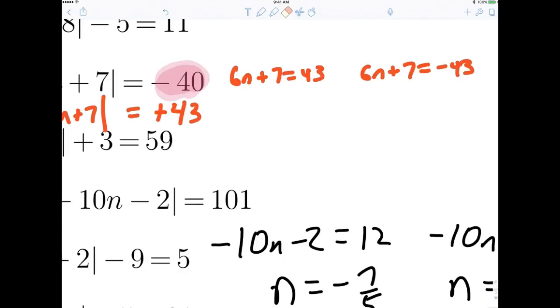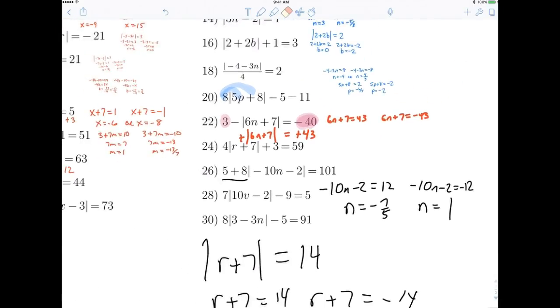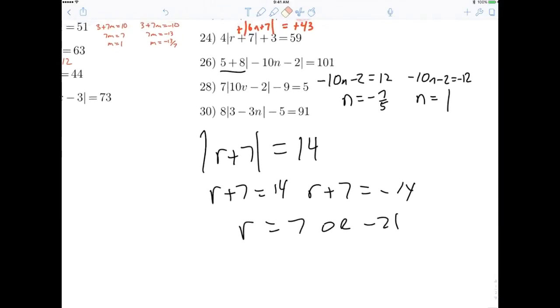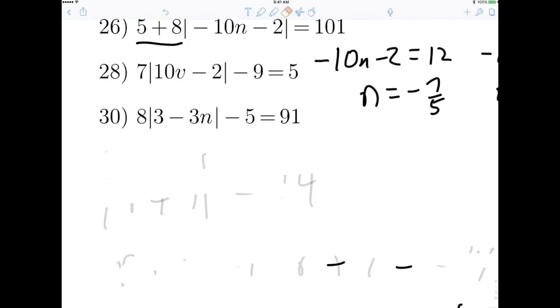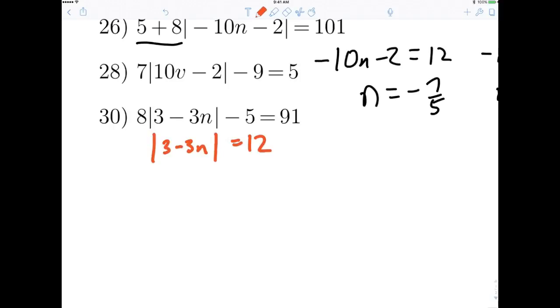26. 20. Or no, not 26. 30. Here we go. Now, on 30, again, let me just get rid of this. Again, we're talking about isolating, right? So you have to add the 5. When you add the 5, that's what? 96, correct? And then the 8's in front, so I have to do what? Divide. 96 divided by 8. 12. So I have the absolute value of 3 minus 3n equals 12.